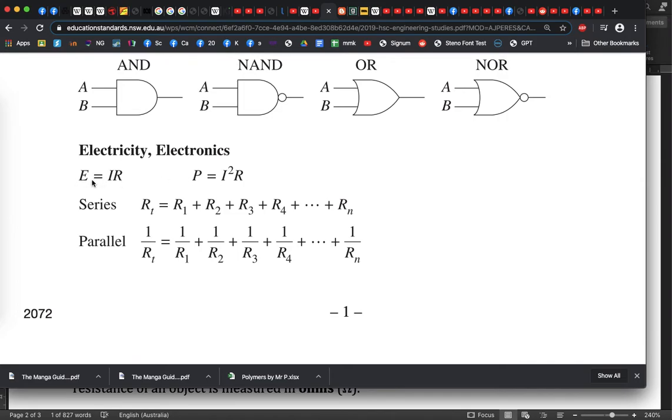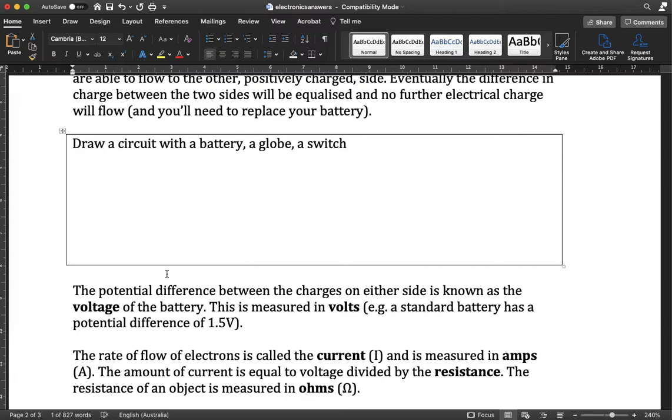Here we have this formula that says E equals IR, and you might be saying, what is E? I have no idea what E is. Well, in my notes here, I don't talk about E at all. So what I say here is, the potential difference between the charges on either side of the battery is known as the voltage of the battery. It's measured in volts. A standard battery has a potential difference of 1.5 volts.